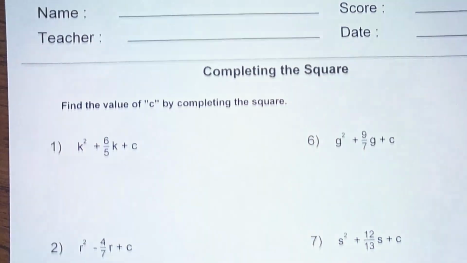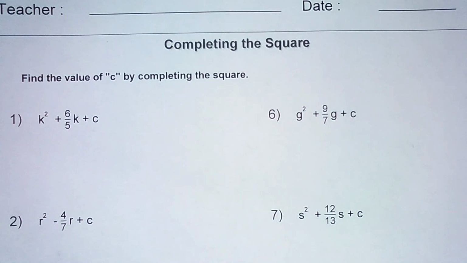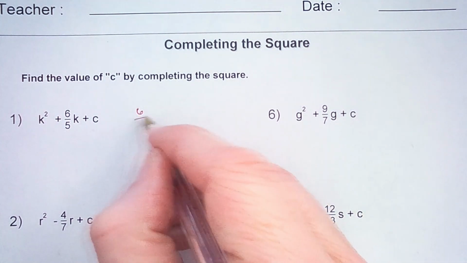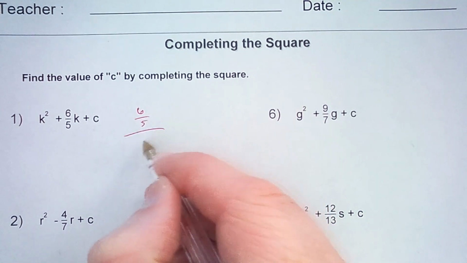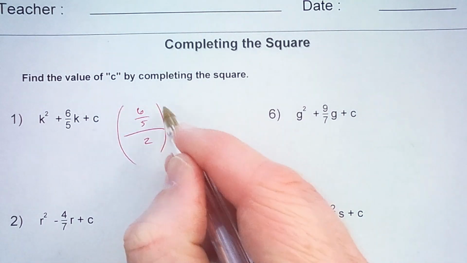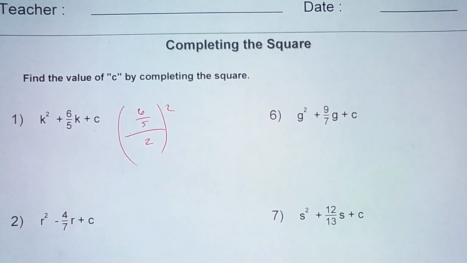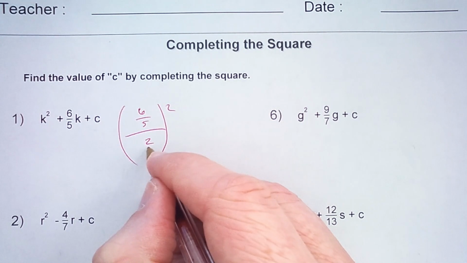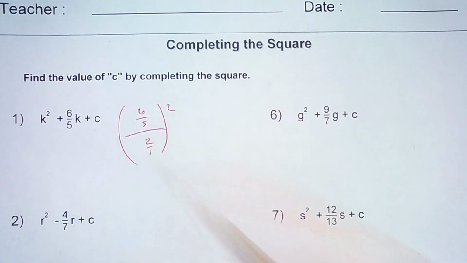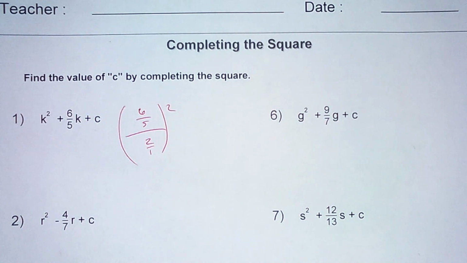So here on our next page, we've got b as a fraction, and we will find c by completing the square. So we've got 6 over 5. 6 over 5, that's b, divided by 2 squared. Now I'm going to put this 2 over 1. So we're really dividing by 2 over 1. Dividing by 2, dividing by 2 over 1, same thing.